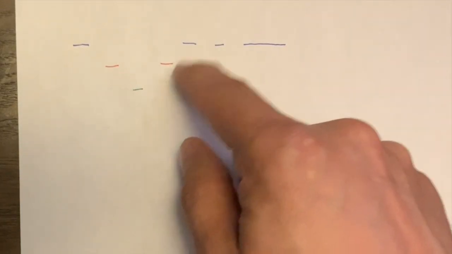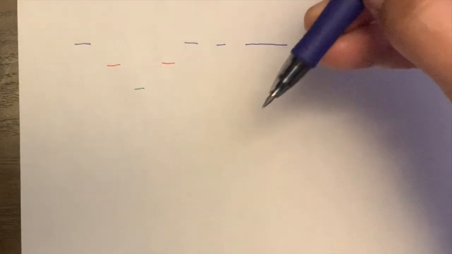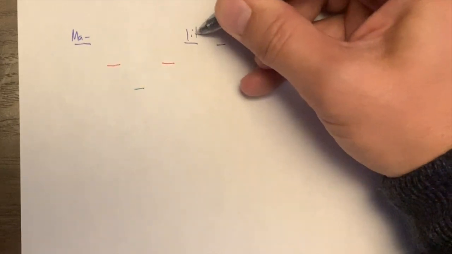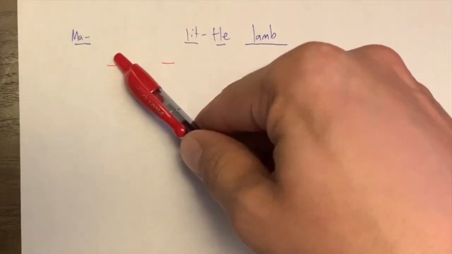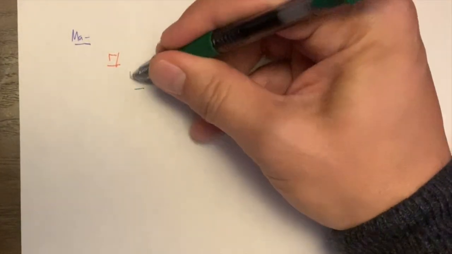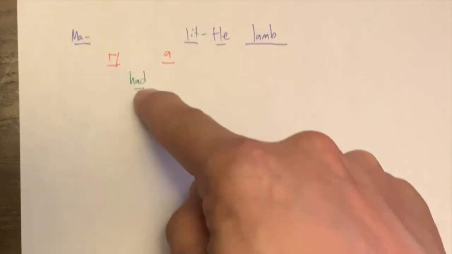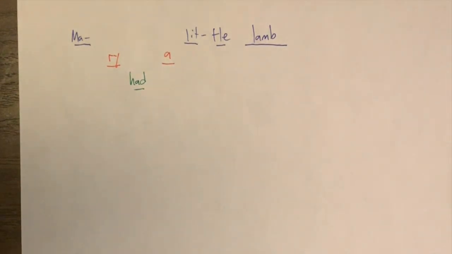Me, little, and lamb all are 1 pitch. Let me write those in so you can see. Mary had a little lamb. And then Mary had a, re and a are the same pitch. And then had gets its own special pitch. Mary had a little lamb. Those pitches are what we call a step away.